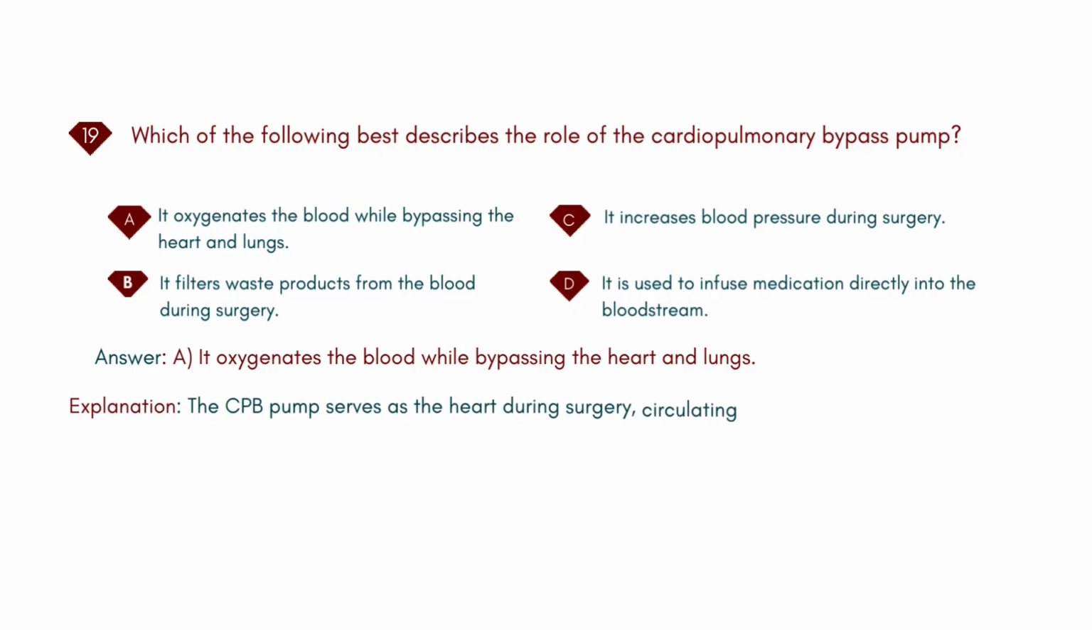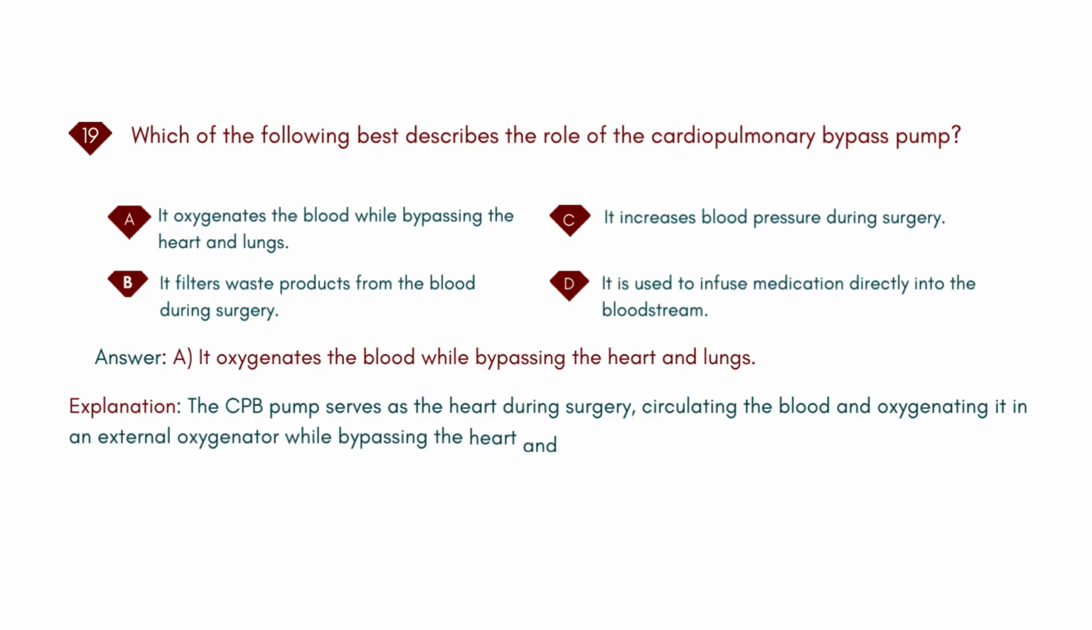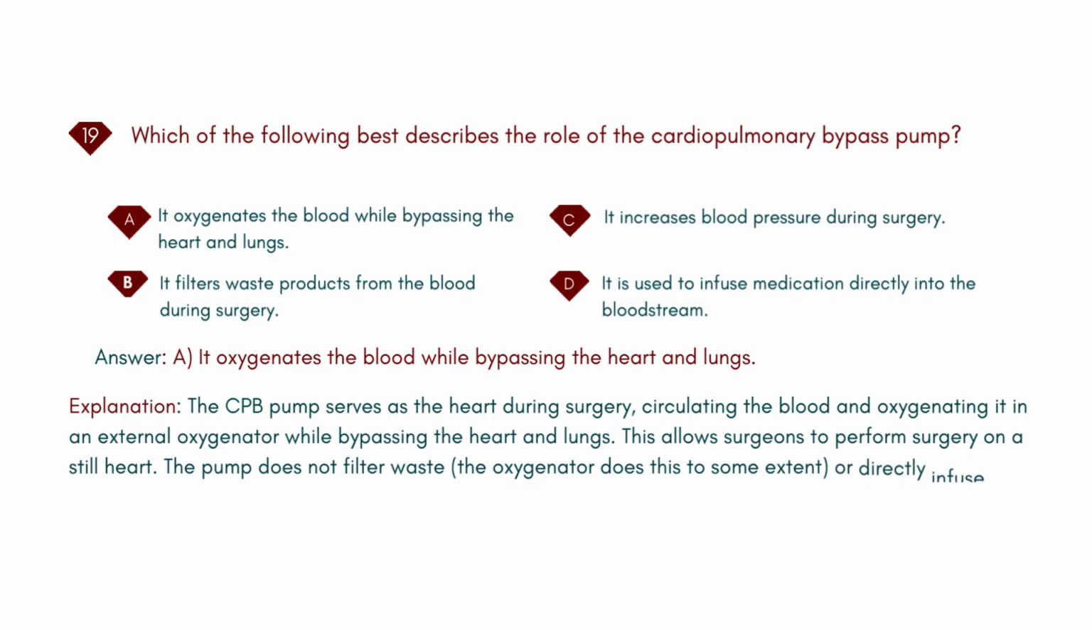Explanation: The CPB pump serves as the heart during surgery, circulating the blood and oxygenating it in an external oxygenator while bypassing the heart and lungs. This allows surgeons to perform surgery on a still heart. The pump does not filter waste, the oxygenator does this to some extent, or directly infuse medications.